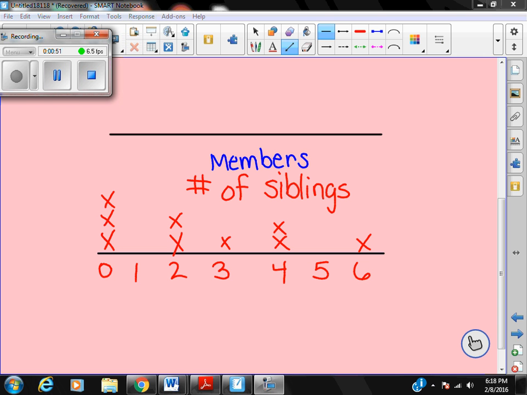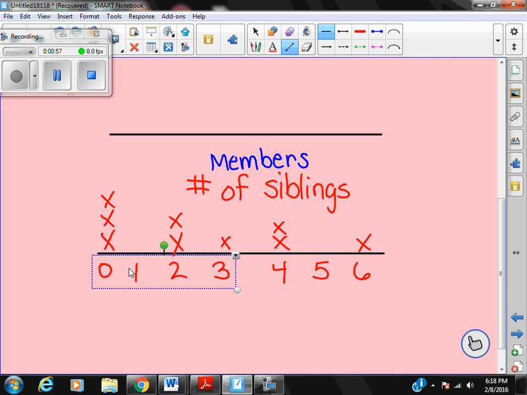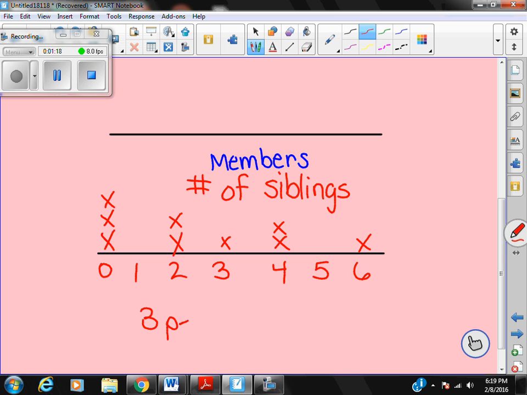So if I said to you, how many people have 0 siblings? A lot of students would choose 1 and 5 because there are no X's over 1 and 5. But if we think about the fact that 0 is the number of siblings and X is the people who took the poll, then we can look at 0 and say, oh, 3 people have 0 siblings. 3 members or 3 people have 0 siblings.